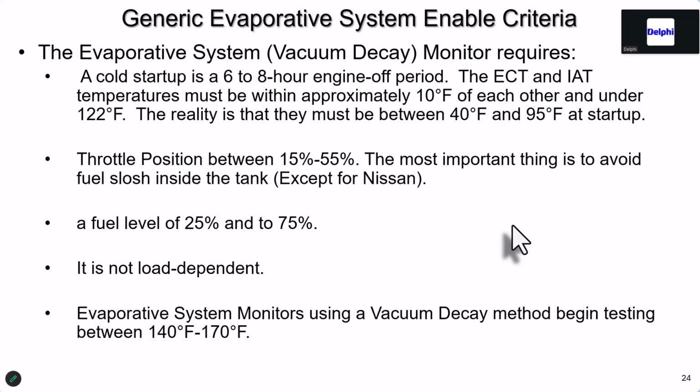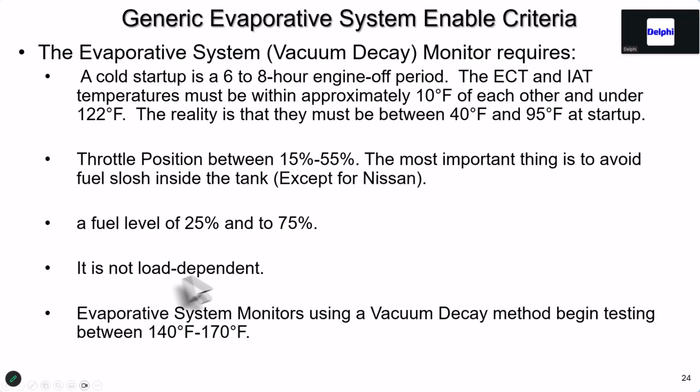Sloshing the tank throws off the FTP, which makes it seem more volatile than it should be, and it may not run the test or it may false fail. Except for Nissans, who have a fuel tank temperature sensor in the tank, and they use that, and it needs to rise 2 degrees Celsius, 4 degrees Fahrenheit, to be able to know that there's enough pressure in the tank to test.